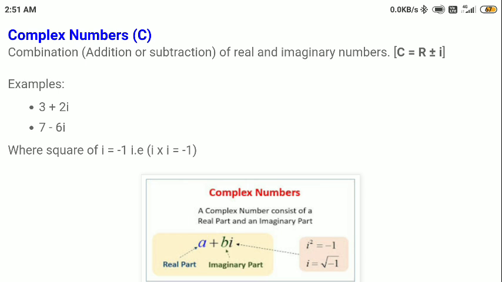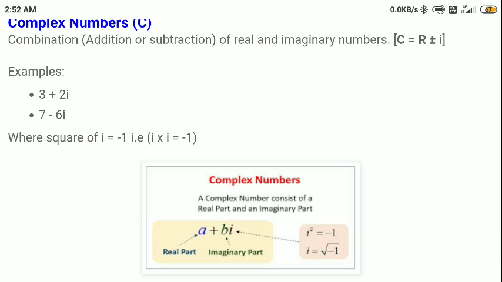Examples: 3 plus 2i. Here 3 is a real number and it is added with 2i, that means twice of iota. The value of i I have already told, which is root over minus 1. So it is an imaginary number. Next example, we have 7 minus 6i. Here also we have 7 as a real number and we are subtracting 6i from it. So these are a few examples and very easy and basic definitions for your understanding.